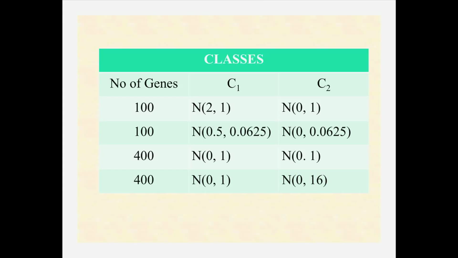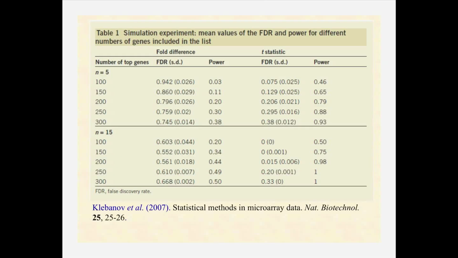And I don't do a lot of work at the coalface with microarrays, but I'm not too sure how realistic these things would be, if after normalization you'd expect genes to have such different variances in the classes. But coming back to their result, they had 5 tissues in each class and then 15. And then they decided, okay, let's rank the genes according to the fold difference and the t statistic and pick out the top 100 or the top 150 and so on. And they did this a number of times, and then they reported the mean results with the standard deviations.